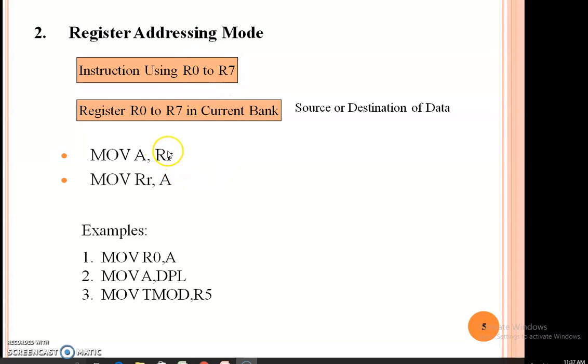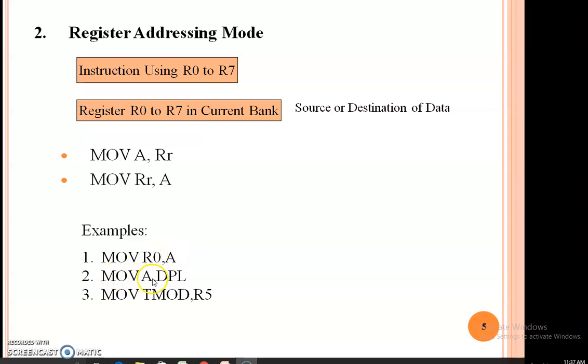And here see the combination MOV A, Rn, nothing but the accumulator and any register R0 to R7, and you are moving accumulator data to any general purpose register. So this is the combination. Let us see some examples. MOV R0, A. So accumulator data is moving into R0. This is the direction. So accumulator data is moving to the R0 register.